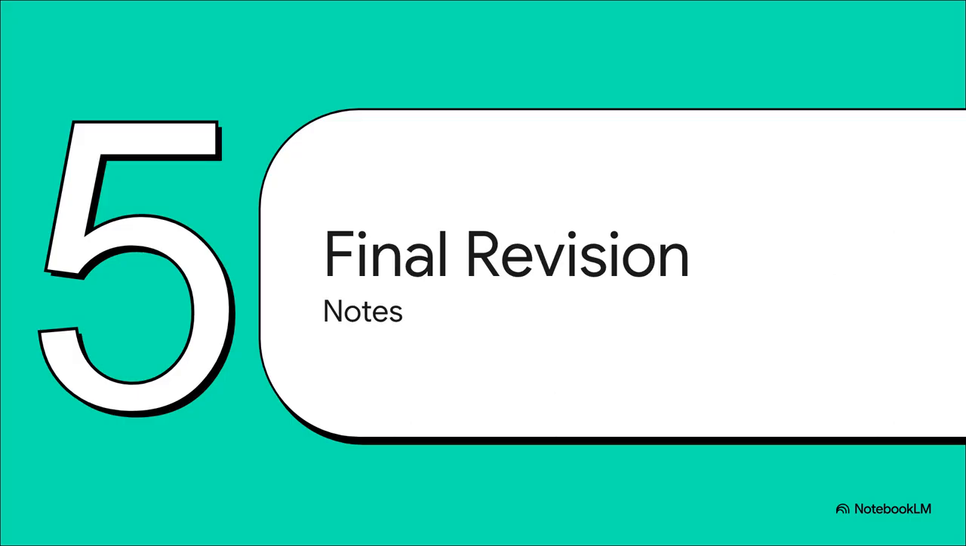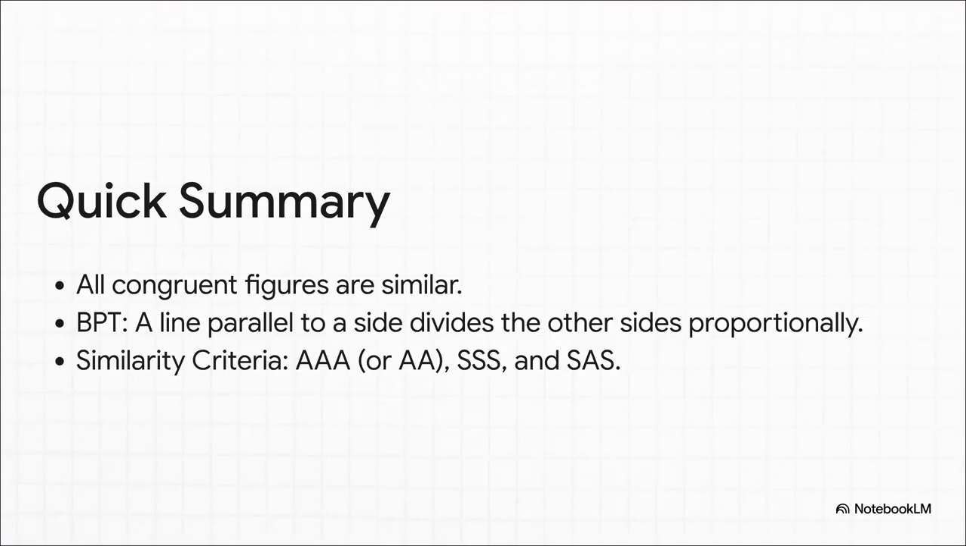Now, before we finish, let's do a super quick final revision. Think of these as the most important points to keep in your mind right before you walk into that exam hall. Just remember these 3 simple things. 1, all congruent figures are similar. 2, Thales theorem, or BPT, simply means that a parallel line divides the other sides in the same ratio. And 3, your magic toolkit for proving triangles are similar is AA, SSS, and SAS. That's the whole chapter in a nutshell.